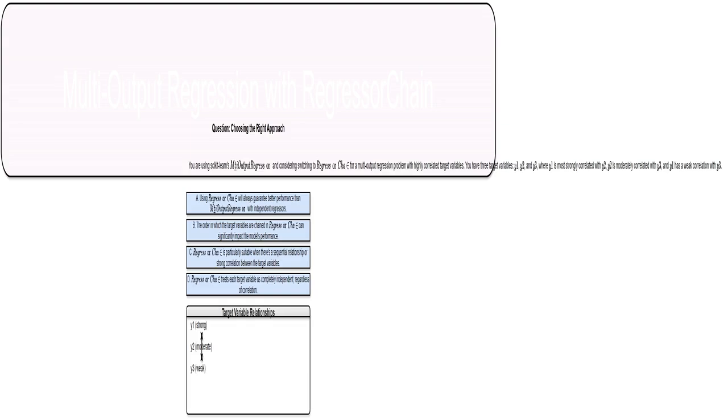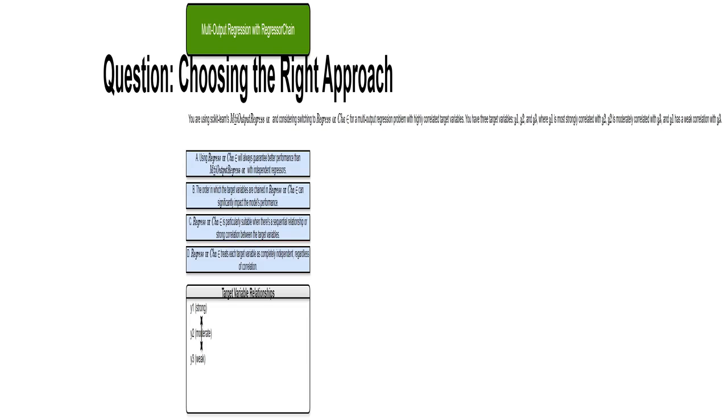This section introduces the core concept. We're tackling a multi-output regression problem, meaning we're predicting multiple variables at once. We're comparing two scikit-learn approaches: multi-output regressor, which treats each output independently, and regressor chain, a more sophisticated method that chains together regressors, using the predictions of one as input for the next. It's like an assembly line for predictions. The core question is, when is regressor chain better than multi-output regressor for multi-output regression problems? It all hinges on the relationships between the target variables.